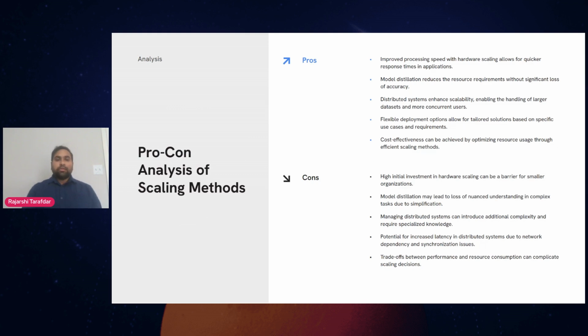And there are various pros and cons of the different scaling methods. It helps in improving the processing speed while reducing the response time, and it drastically reduces the resource requirement, but it comes with trade-offs in precision and accuracy, which is definitely needed in today's industry, which deals with large amounts of datasets. It can vary across different use cases and requirements, so we can adjust these scenarios accordingly. And effectiveness is one of the primary reasons it can help.